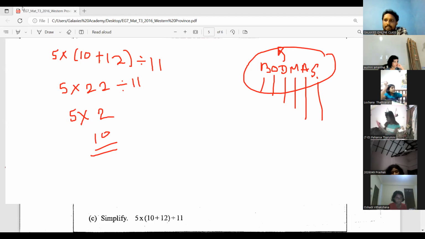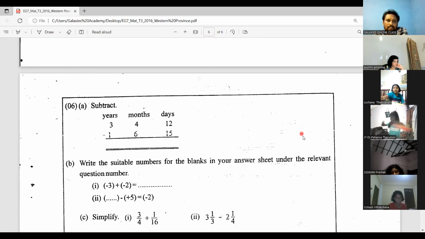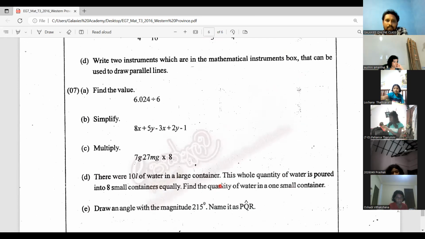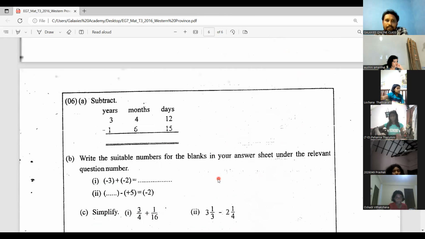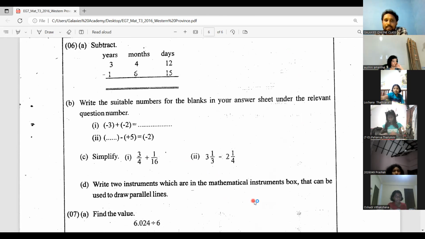Right. Now I have discussed the first 5 questions of the paper, second part. Another 2 questions remaining. Right. You do the last 2 questions. If possible, I will send the answers for these last 2 questions to the WhatsApp group.